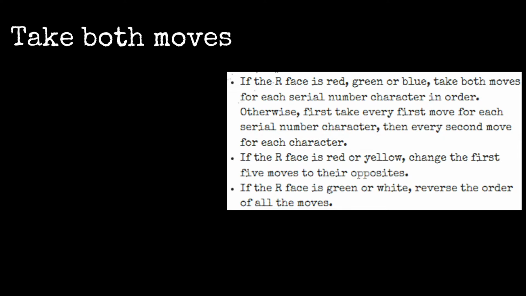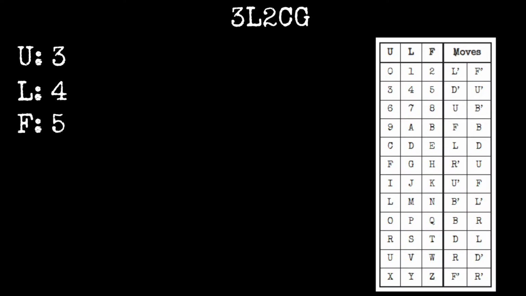Now we know how many moves we are taking, let's look back at this table. Our first character in our new serial number is 3. So we start on this row. Since 3 is in the U column, we must cycle down 3 rows, since that is the number for U found in table 2. This means our first moves are going to be L and D. Next character is L, which is found in the U column. Moving down 3 rows, we get the moves R and D prime.